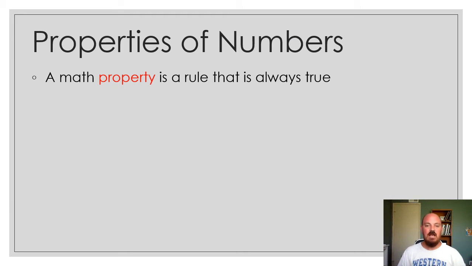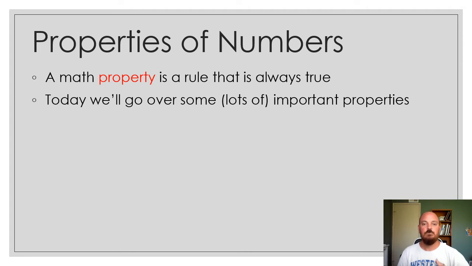So basically, a math property is any rule that is always true. Doesn't matter what the numbers are, it will always be true. Now, you guys have actually learned a lot of properties throughout the years. I'm going to go over a bunch of them today. I think most of them you already know. Maybe there might be one or two you haven't seen before, but it's going to be important to review all of them so we can use them as we move on.